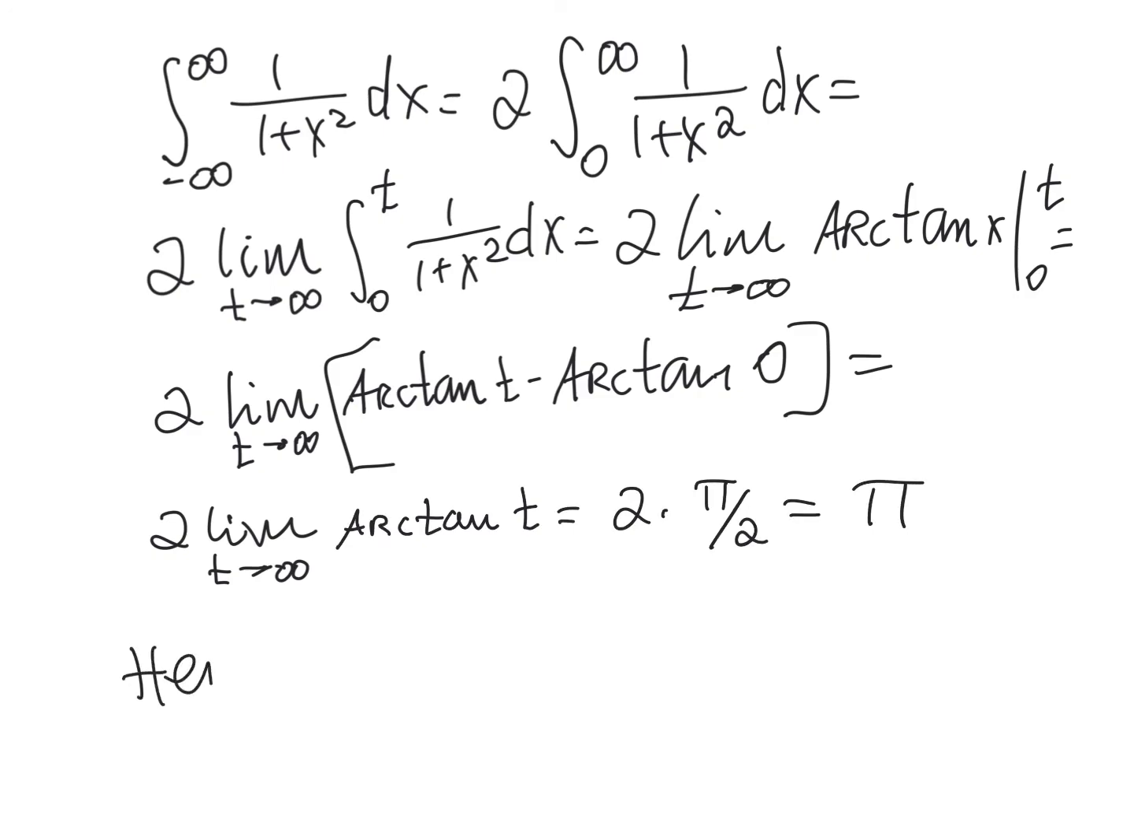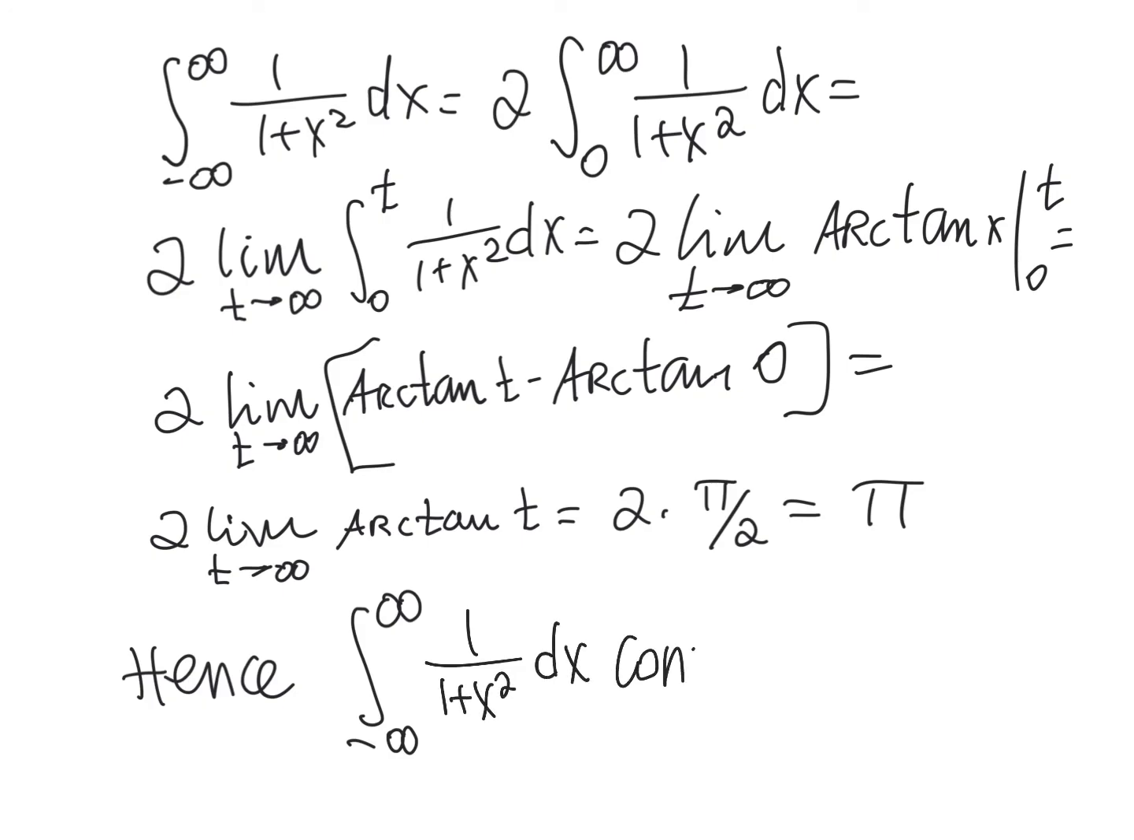And once again, we draw the conclusion that the improper integral from negative infinity to infinity of 1 over 1 plus x squared converges to pi.